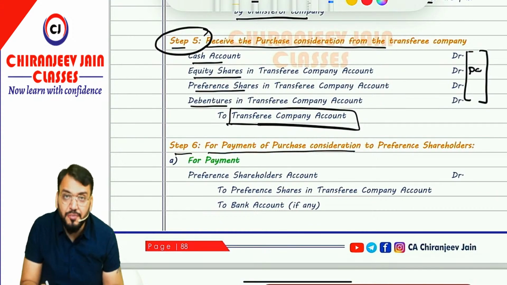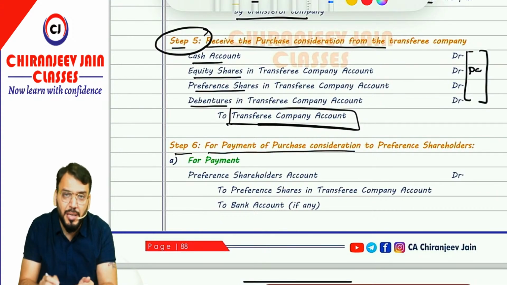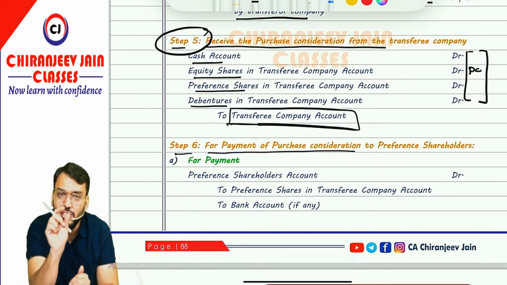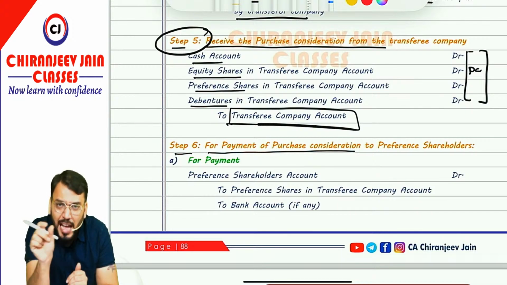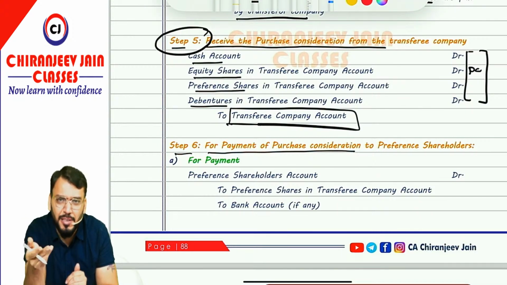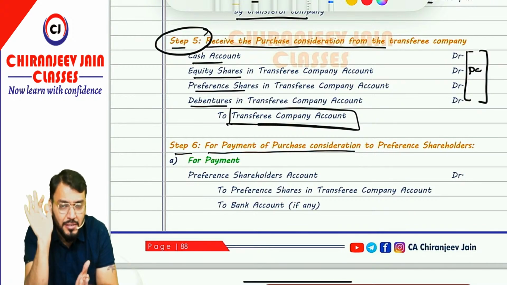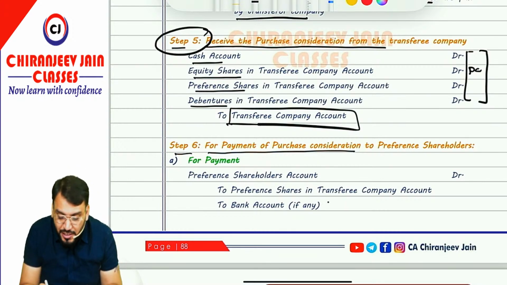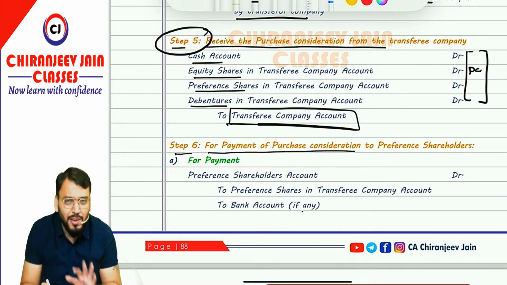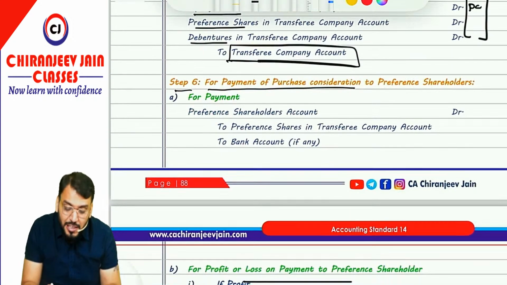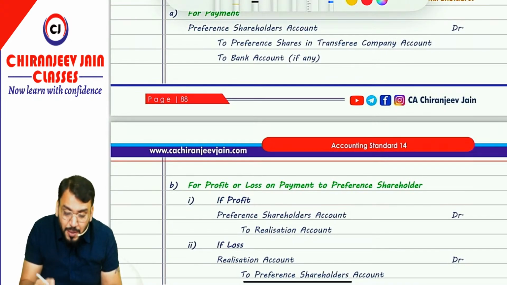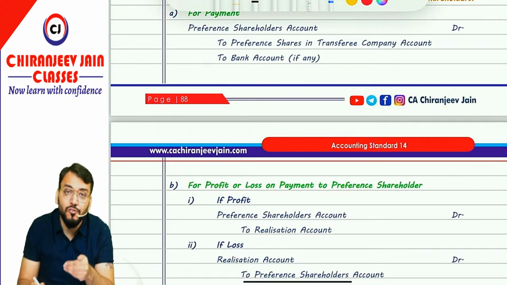Then step number 6 is what? Payment of PC to preference holders. Now we'll make payment of PC to preference holders as per the working note of PC. So whatever you are paying, journal entry into what? Preference holders account debit to preference shares in transfer company account, to cash or bank, whatever is paid. Correct. And can I say any difference in the preference holders account will be profit or loss on payment to preference holders?